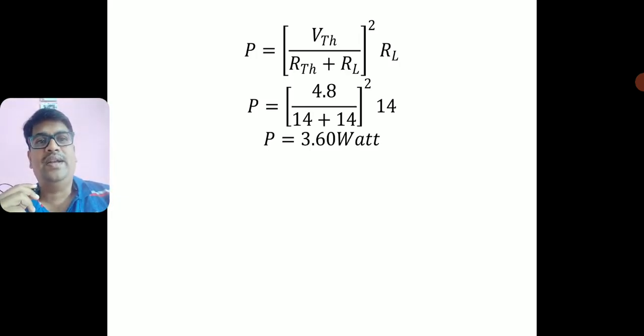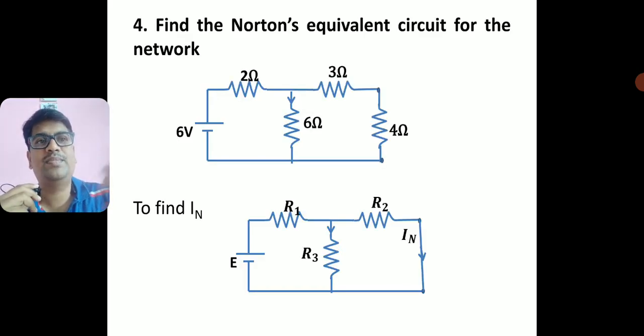Alright, two things are done. The third problem is done. Let us move on to the next problem, that is the fourth problem. So it looks to be a very simple one. Find the Norton's equivalent circuit for the network. You need to just convert this into a Norton's equivalent circuit.